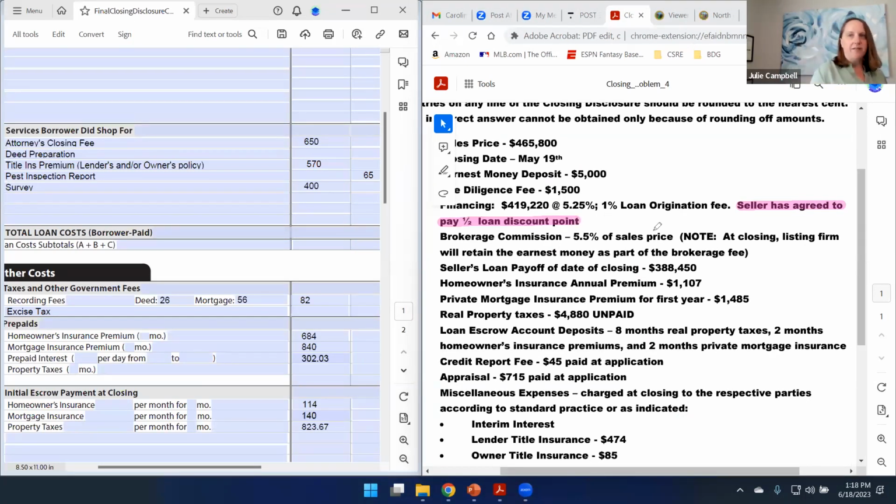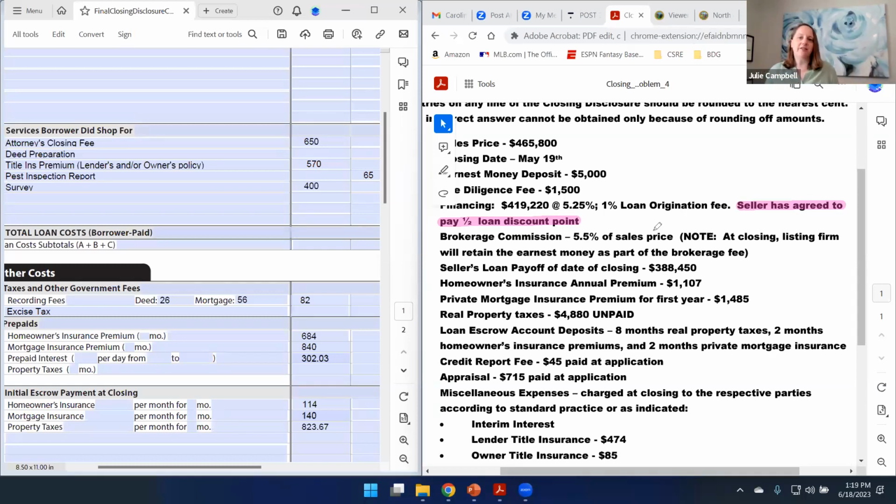So let's talk about that. A discount point is something that the lender charges the borrower. This is something the borrower may have to pay as part of their lender fees. Anything is negotiable though, right? So the buyer is going to buy half a discount point, but the seller has agreed to pay that discount point. So what we need to talk about is how this is going to look on the closing disclosure. How does this shake out?